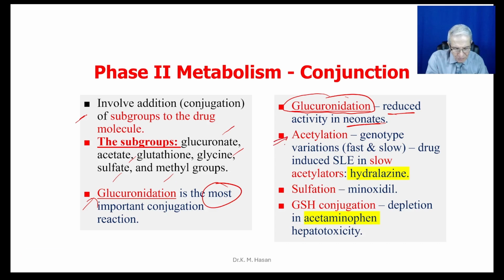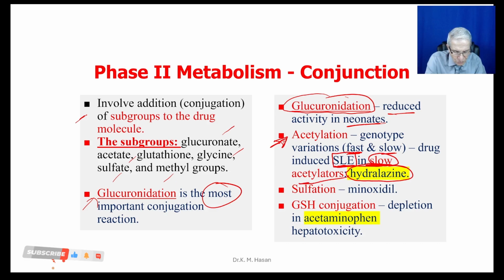Regarding acetylation, an important clinical aspect, they found later on in practice that some people are considered fast acetylators, fast metabolizers. We have some people who are slow metabolizers. For example, you prescribe a medication for hypertension such as hydralazine. Some people may present with a side effect called systemic lupus syndrome. I've seen that in patients who were slow acetylator metabolizers.